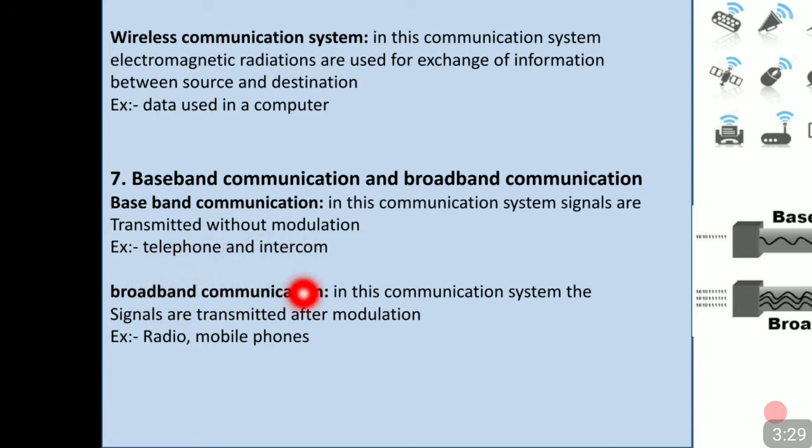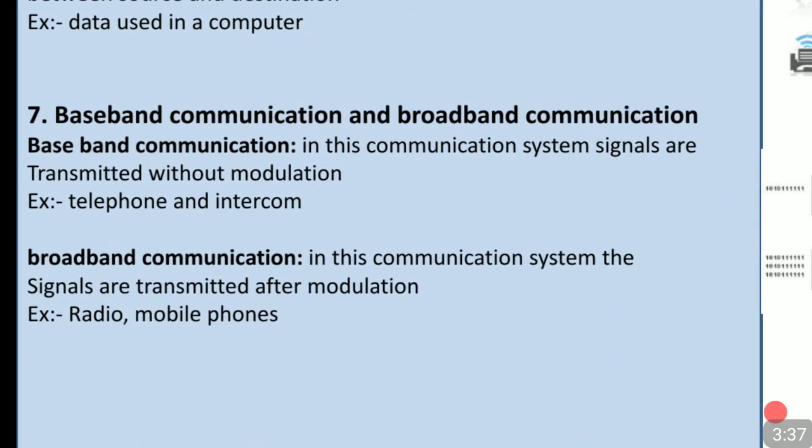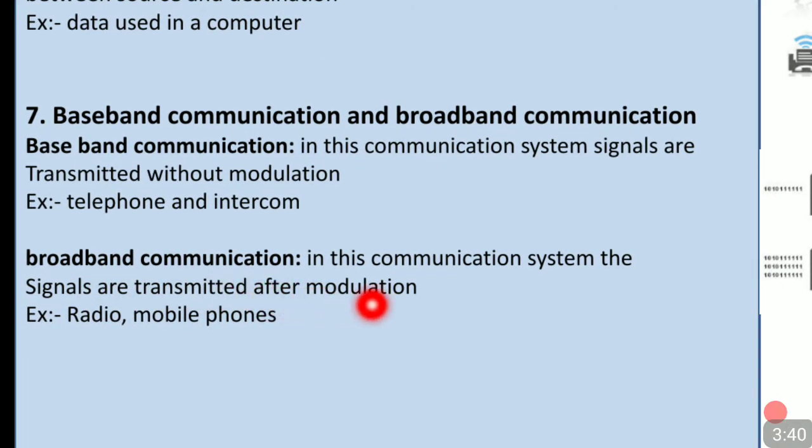Then we go to broadband communication system. In this communication system, the signals are transmitted after modulation. I mean, the modulation is done in a broadband communication system. As the name itself tells you, it is a broadband communication system. I mean, the range of frequency here is going to be a little broader, or the frequency number is going to be more. As the frequency number is more, the need of modulation increases.